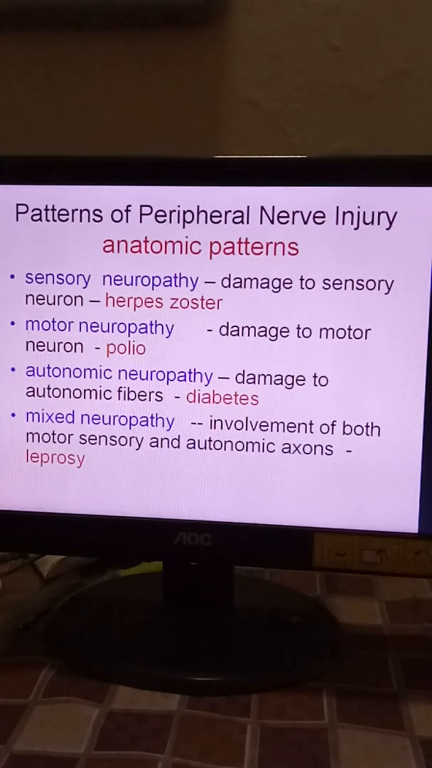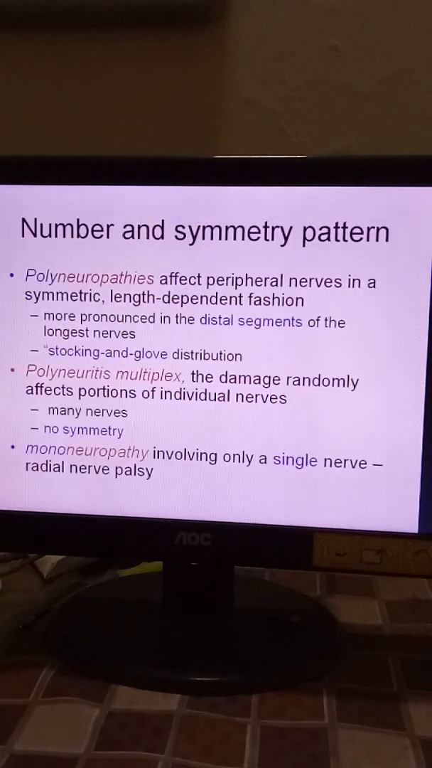In herpes zoster, there is a typical damage to the sensory neuron, so the only complaint of the patient is pain. Polio, well, it cannot actually be described under the neuropathy because here the damage is to the anterior horn cell of the spinal cord, but it ultimately produces the degeneration of the entire motor neuron. So in polio, there is no sensory deficit, there is only motor weakness. Diabetes is known to produce damage to the autonomic fibers. In leprosy, we can see the involvement of all three types of the nerves.